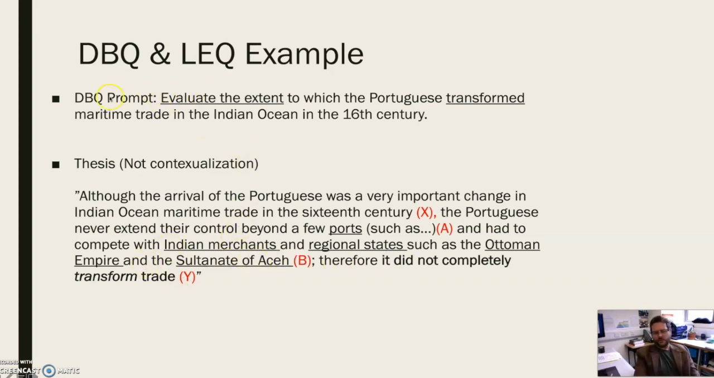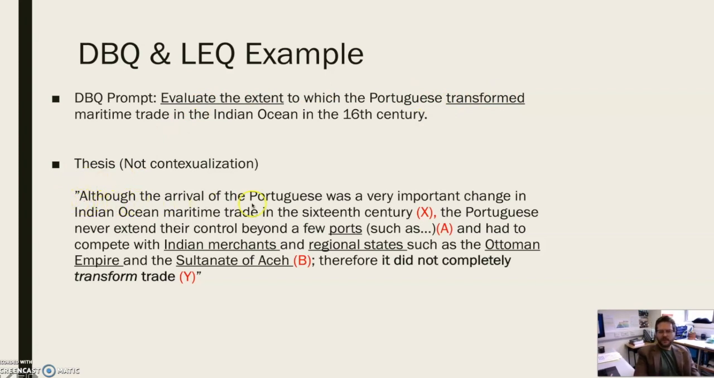Now, the first thing you want to note, right, when we're looking at the prompt is evaluate the extent, okay? So this is big. There's a number of historical thinking skills that can fit into that, but that's really what you need to make sure you answer, that you're actually providing an evaluation of the extent, all right? And the extent of what? Of how it was transformed. So if we look down here, let's look at how they did with the John Irish method.